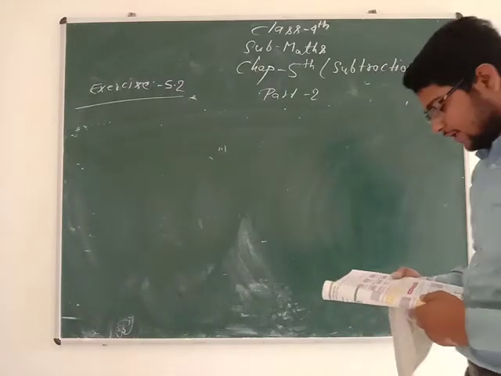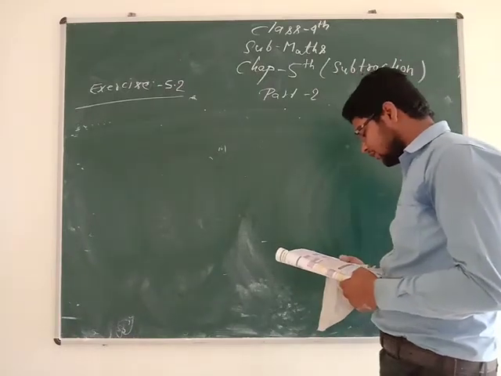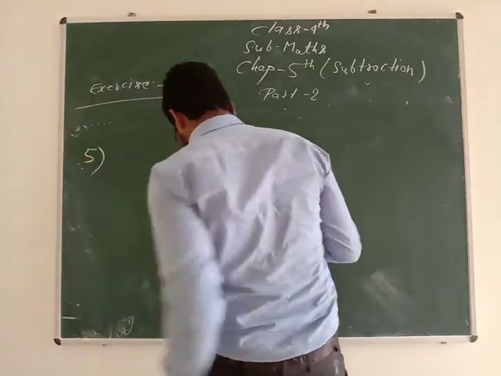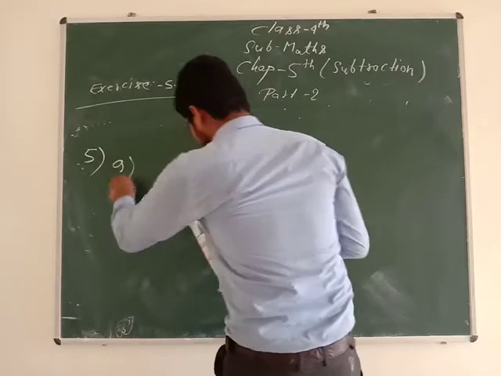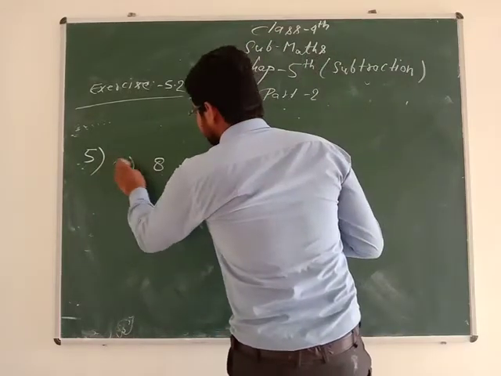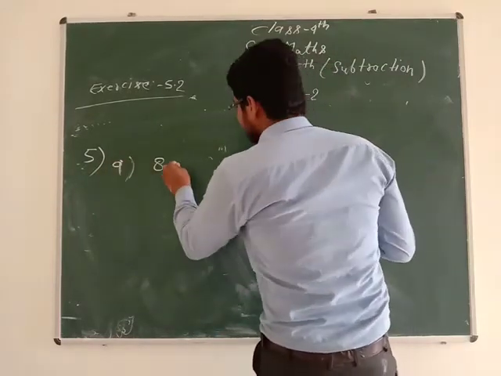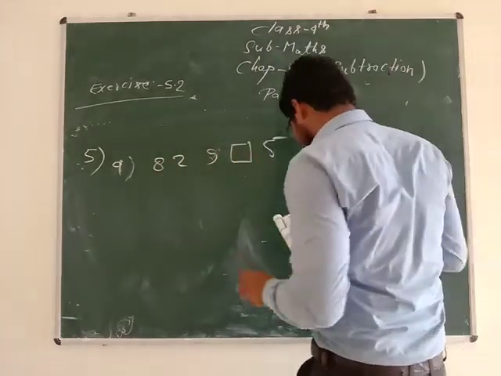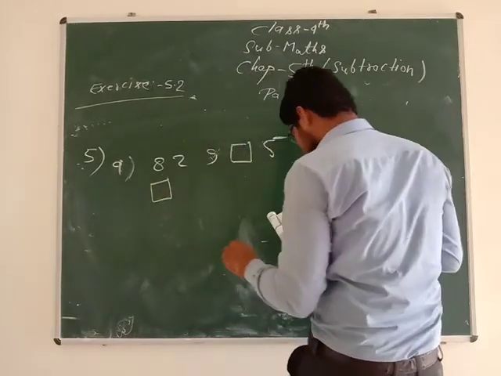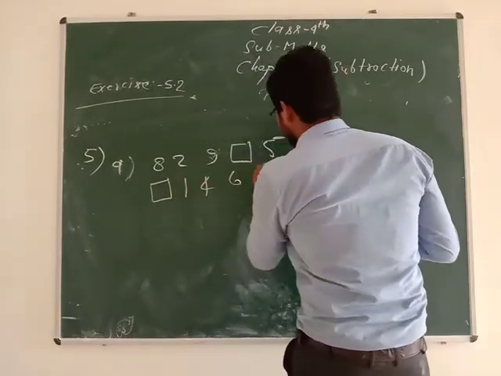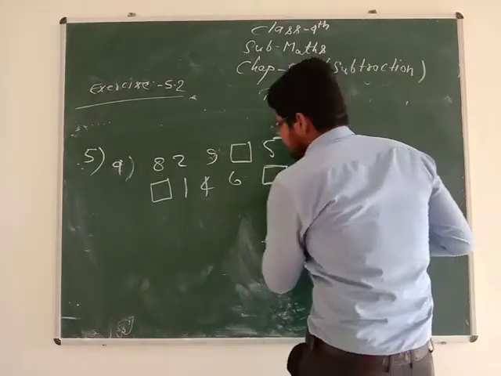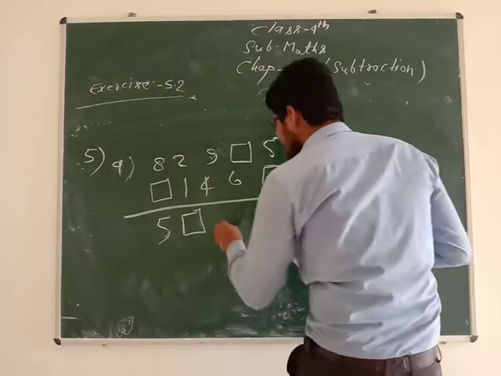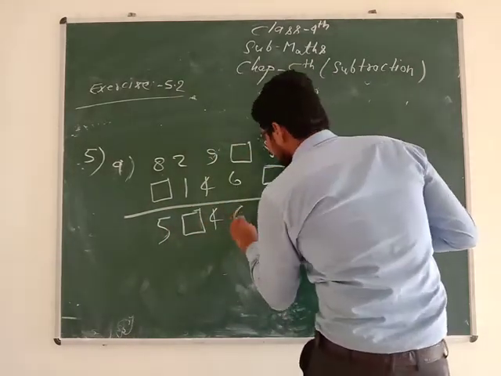Okay, so the next question is fill the box with the correct digit. The fifth question is the last one. 82,009, and there is a box and 5. And the box 1, 4, 6, and the box 5. There is another box 4, 6, and 4.